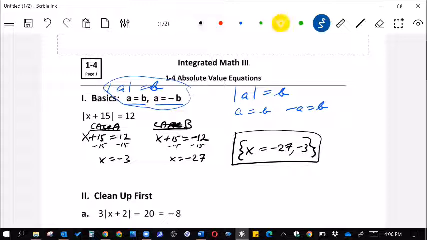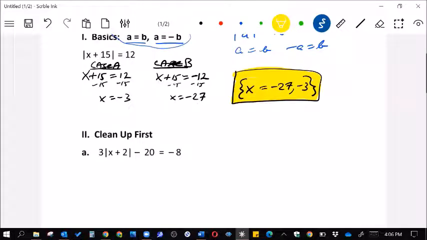Unless you're told to, you don't have to put it in set notation like that, but it certainly doesn't hurt either. And the x equals can be on the outside instead of the inside. But still, this shows that the set of answers is negative 27 and negative 3.